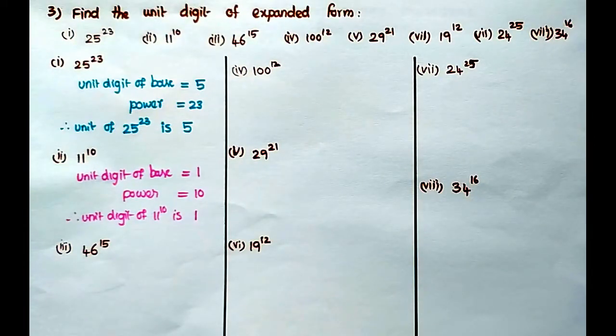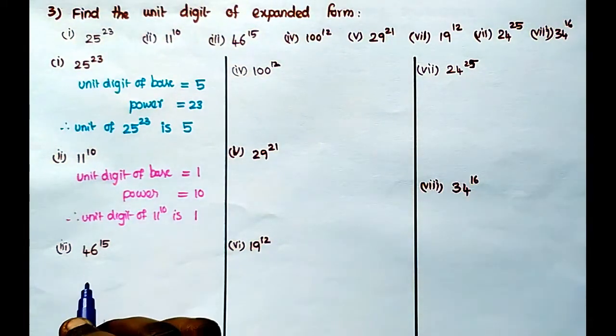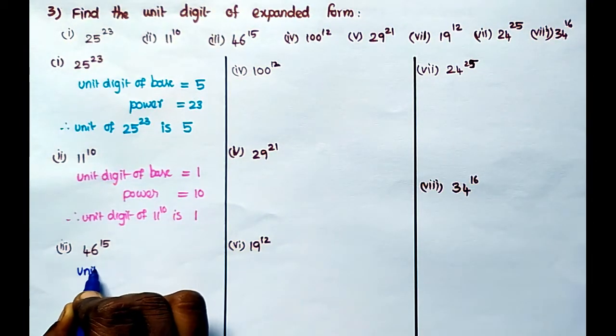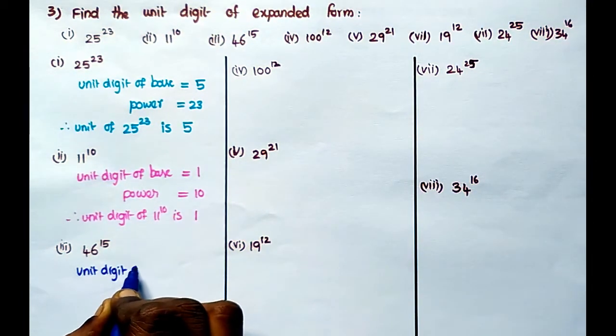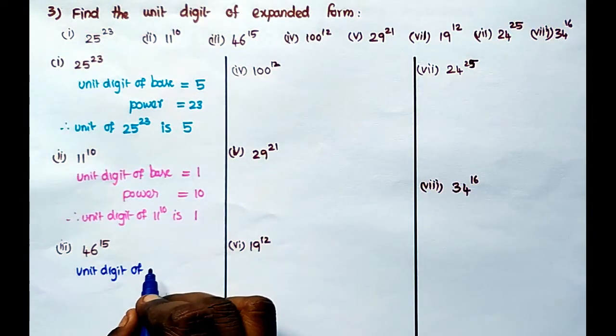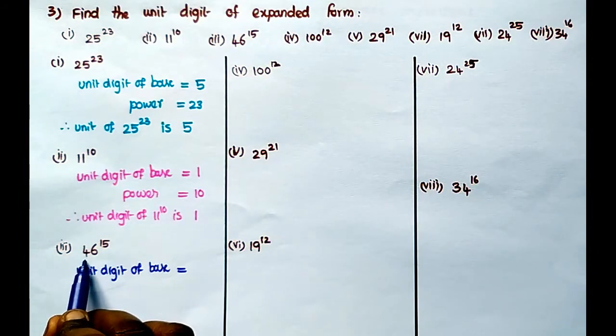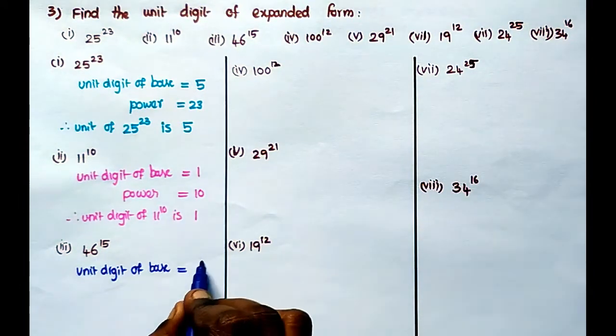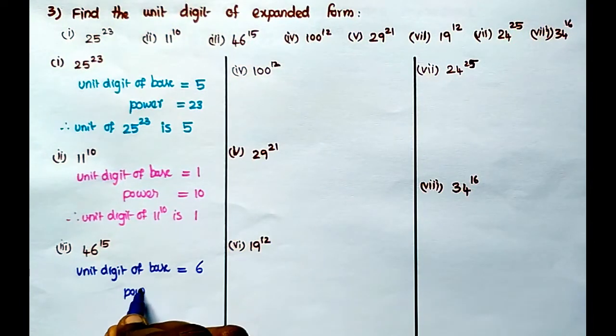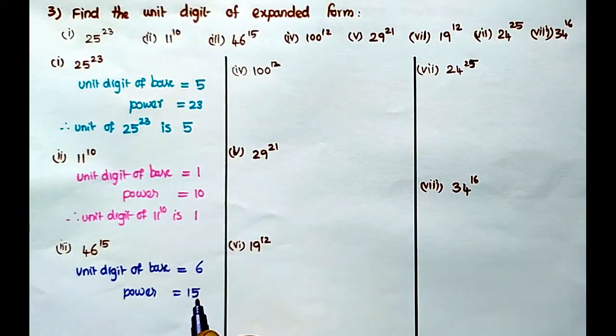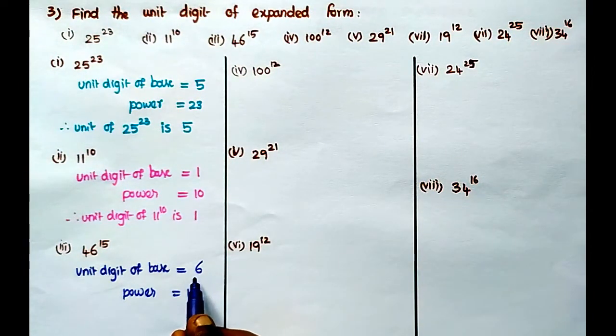Next one, 46 power 15. Unit digit of base. What is the base here? 46. Its unit digit is 6. Next, power 15. Its power is 15, that is an odd number. Base is 6. So what do we have to get? 6 only.